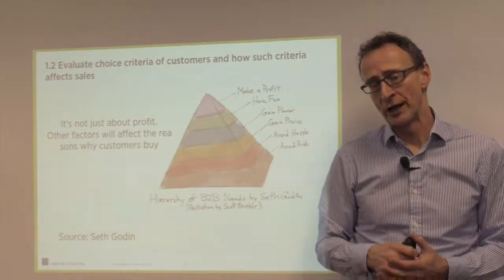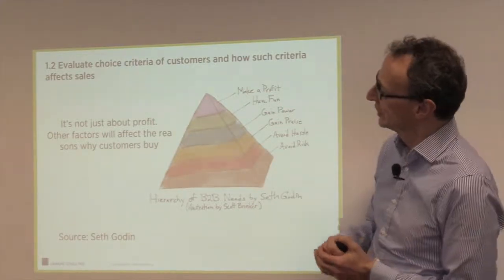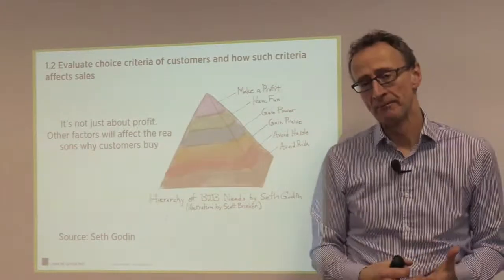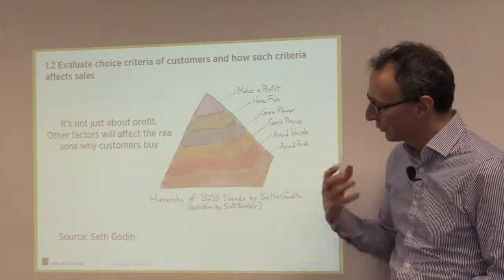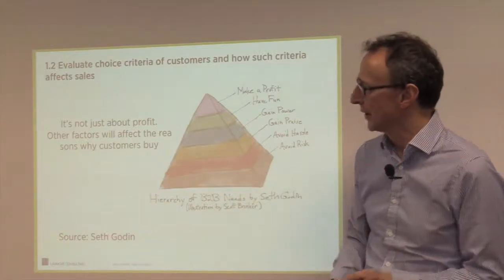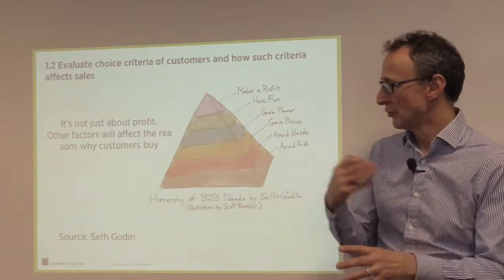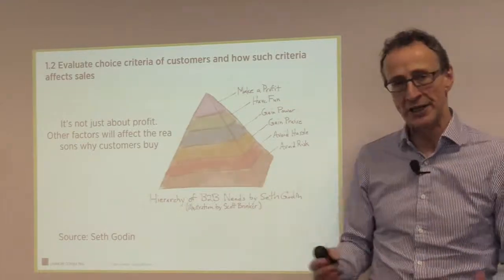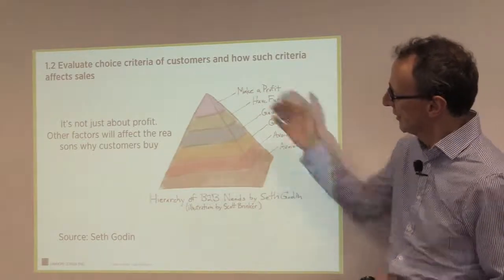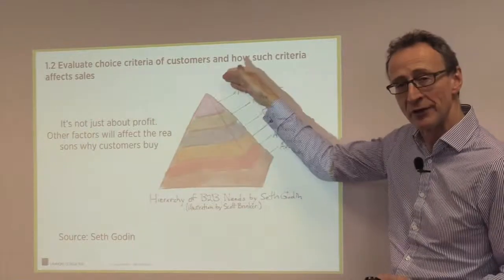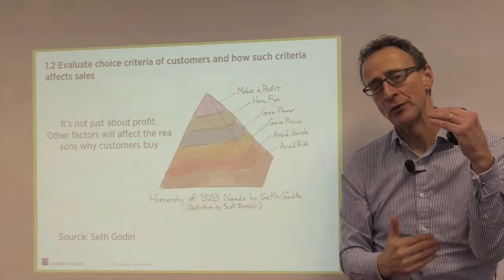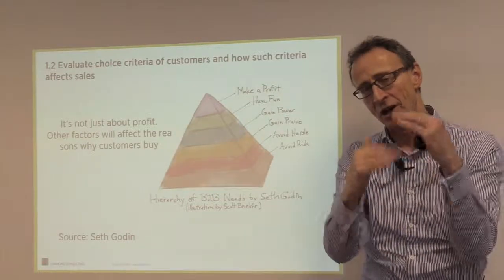Moving on to learning outcome 1.2. So this is evaluate the choice criteria of customers and how such criteria affect sales. Now, we often on our programs talk about Seth Godin. He talks about it not just being about profit. He talks about the hierarchy of business needs. And he says, quite interestingly, making a profit is often at the very, very top. There are other levels. It's a bit like Maslow's hierarchy of needs.